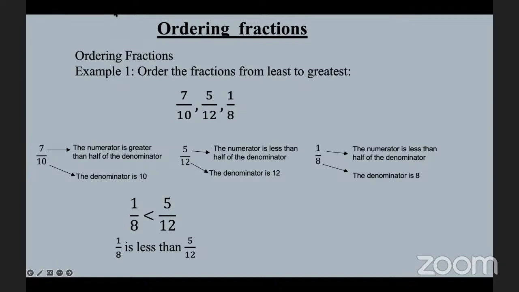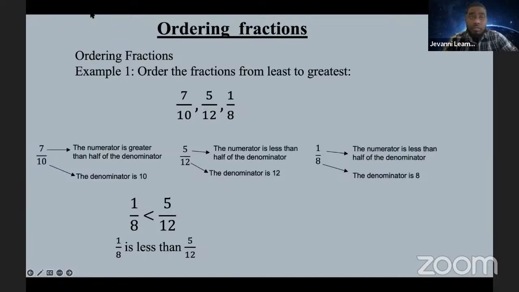Half of 8 was 4. So we're looking at the 1 and then half, which was 4. What do we need to add to 1 to make it 4? We need 3 more. So that means that 1/8 is further away from a half compared to 5/12.